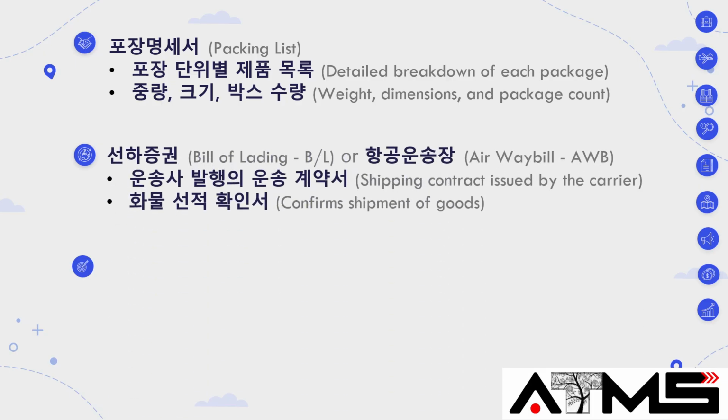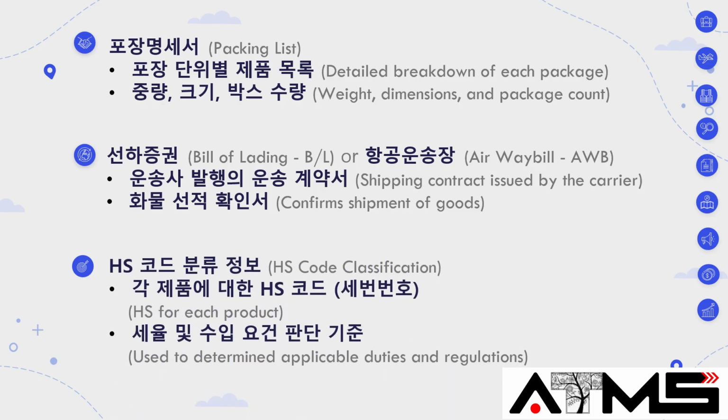Fifth, bill of lading or airway bill. These are issued by the carrier to confirm that your goods have been shipped. Bill of lading is for ocean freight, while airway bill is for air freight. It acts as a contract of carriage and shipping confirmation. Your customs broker can assist with this as well.